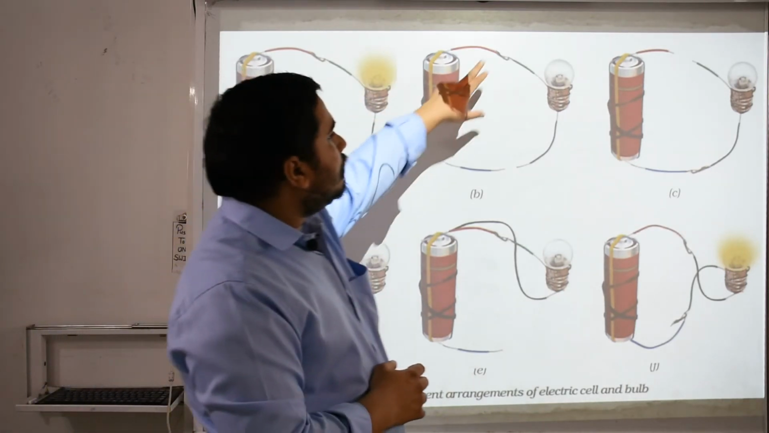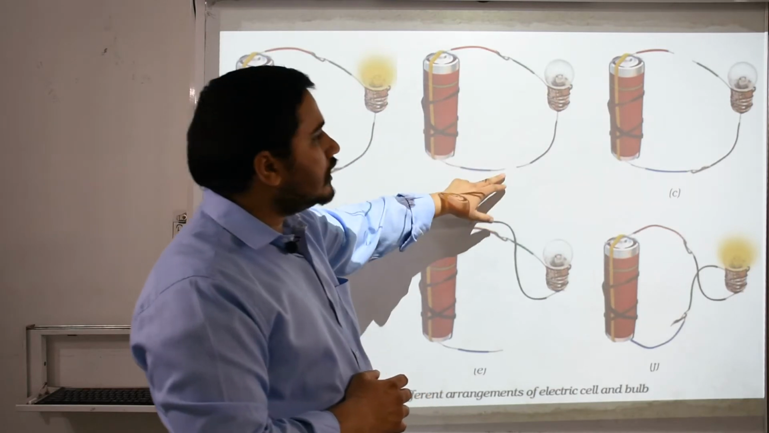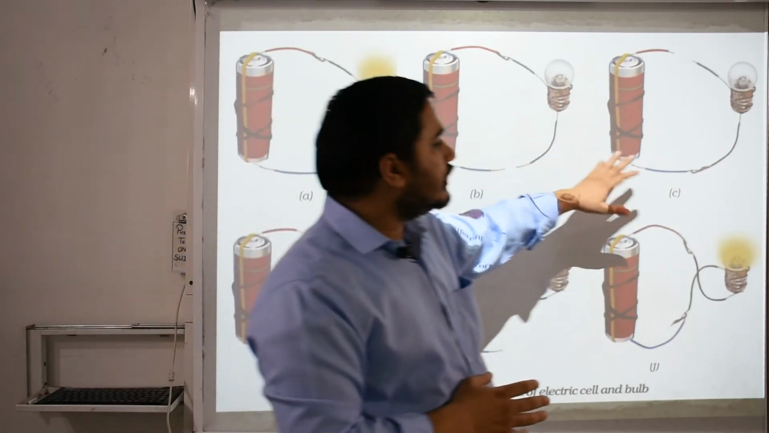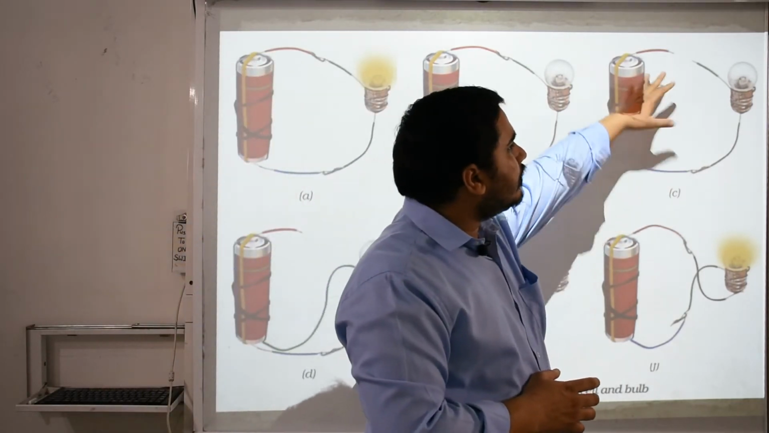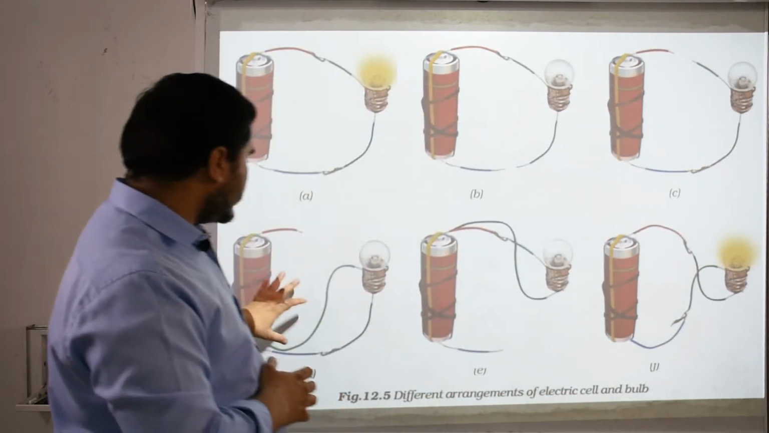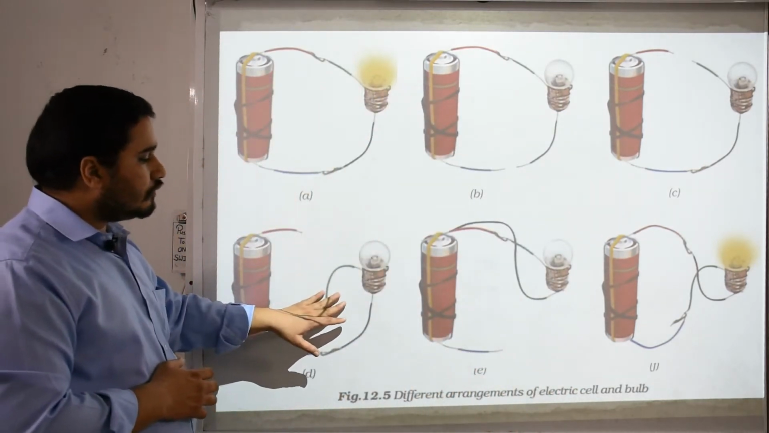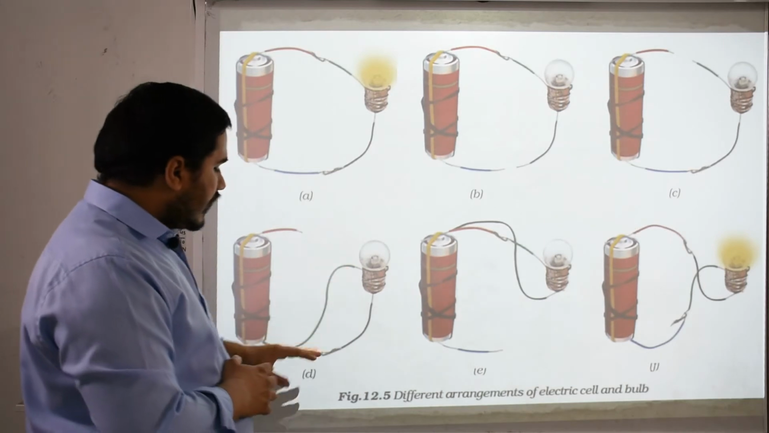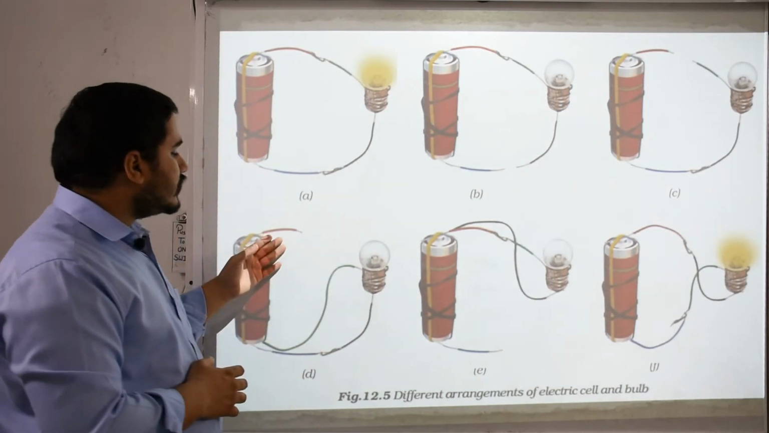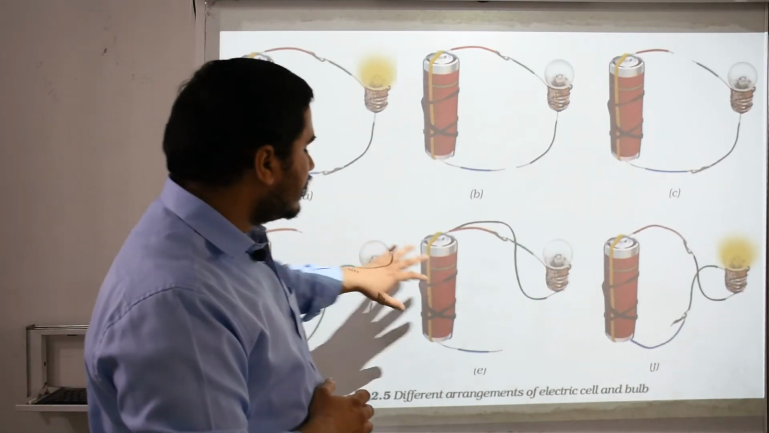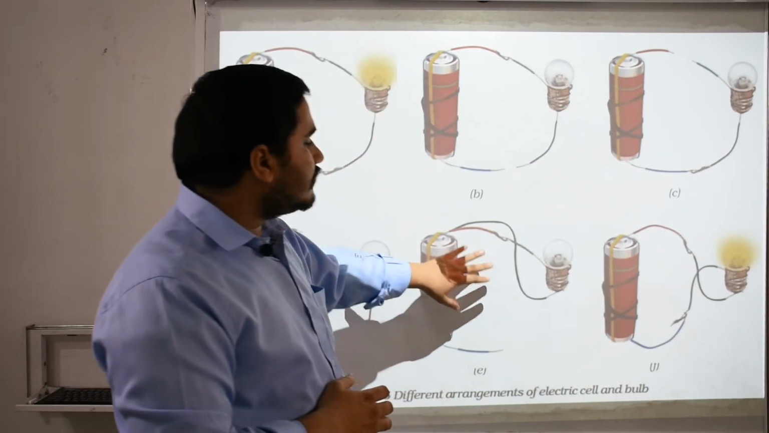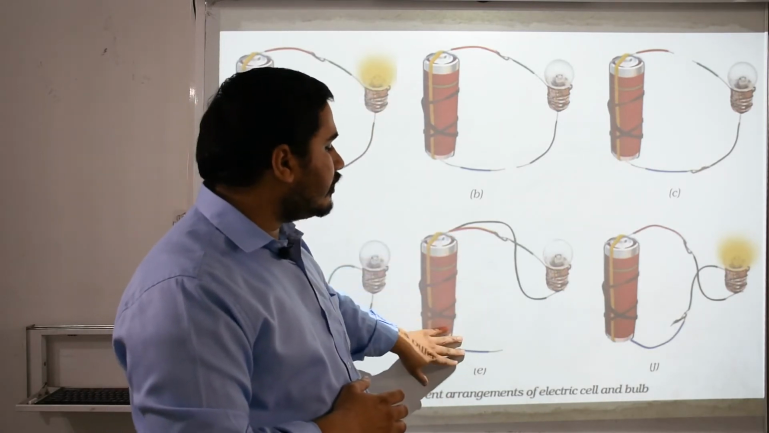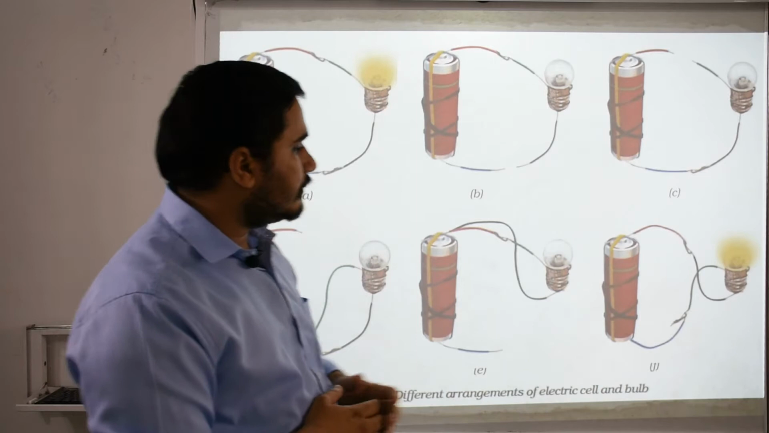In this one, the positive wire is connected but the negative wire is not connected. In C, the negative wire is connected but the positive is not. In D, both the wires of the bulb, positive and negative, are connected to the negative, whereas the positive wire remains alone. In the next one, both wires are connected to the positive point, and the negative point of the battery remains alone.